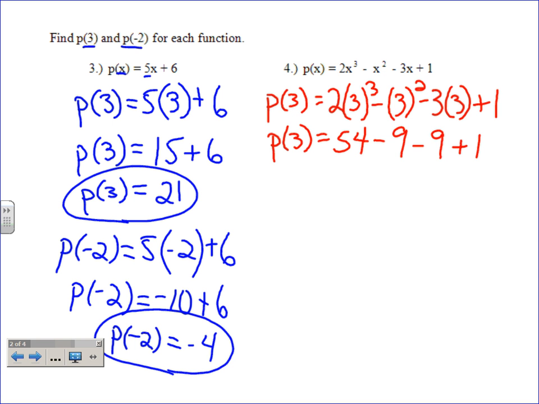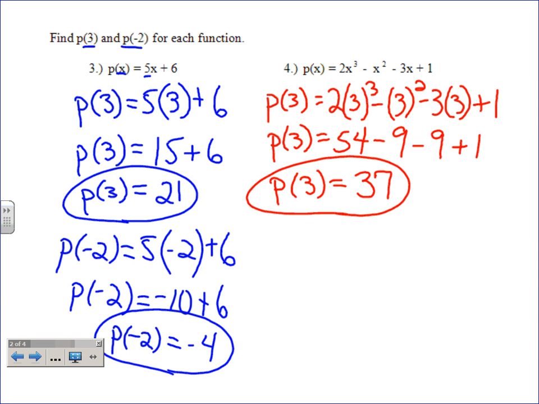Any questions with how I came up with those numbers? Or why I did things in a certain order? No? All right. So p of 3, we do some calculation there. And what do you get? 37. He is correct.